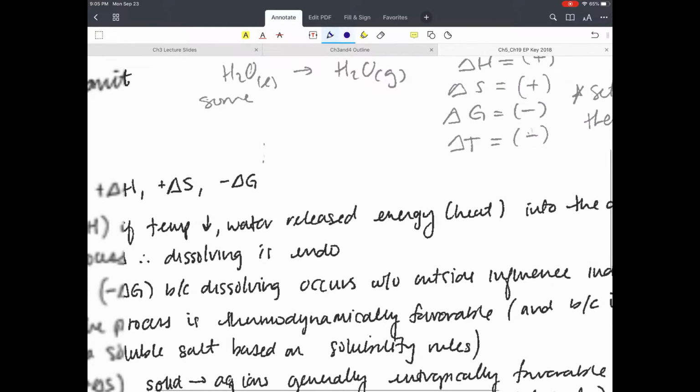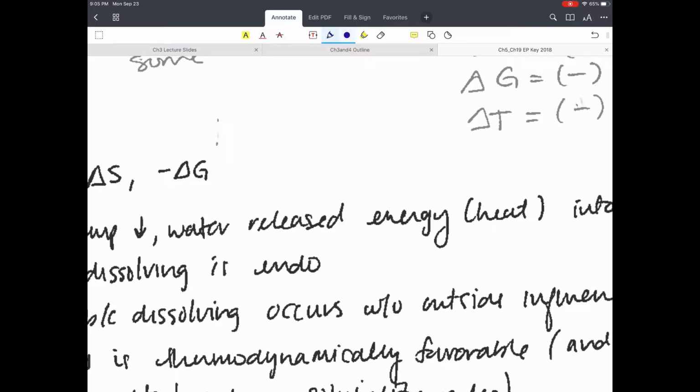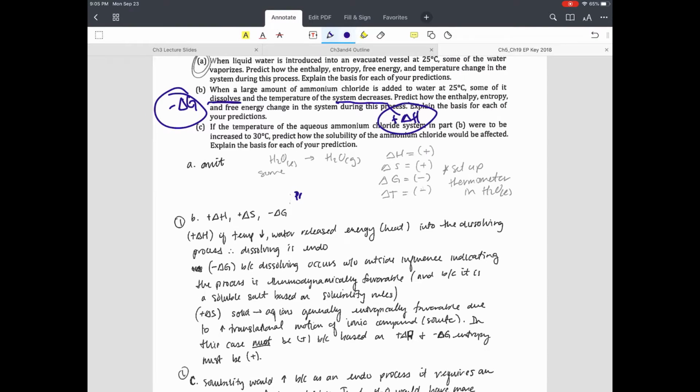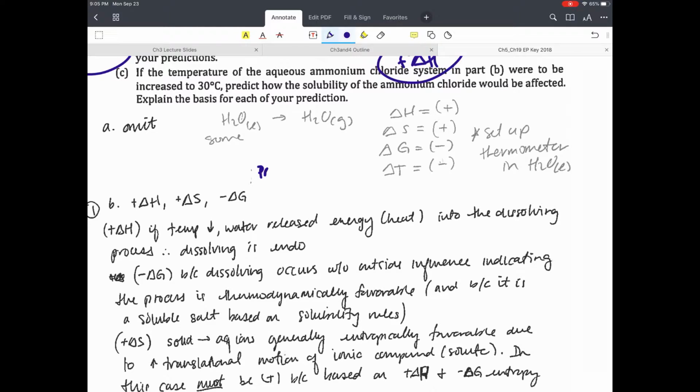To talk about products versus reactants, okay? Every reaction is, oh my gosh, that's horrible. Oh, geez, what is that? Okay, yeah, whatever. I'll figure that out later.